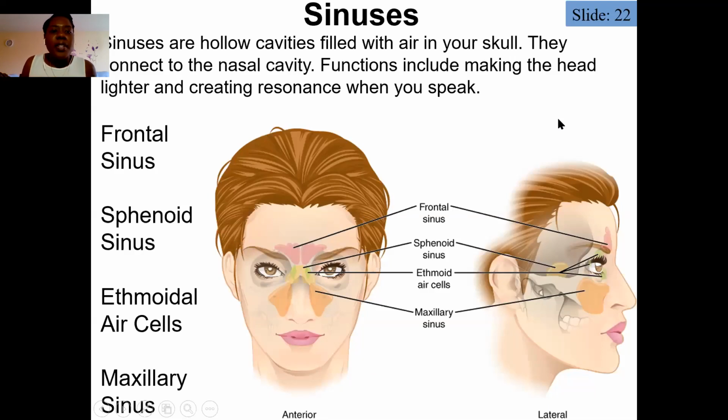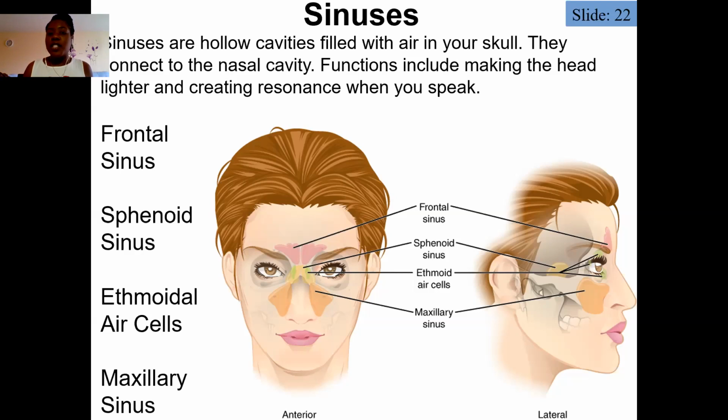Let's talk here about the sinuses. So the sinuses are really these hollow cavities that are filled with air, or they should be filled with air, that are inside the skull. They communicate to the nasal cavity, and the function of them is really to help keep the head light. If the head were all hollow bone, the head would be very heavy. So the purpose of the sinuses is to create this lighter feel to the head, as well as create the resonance for our voice when we speak.